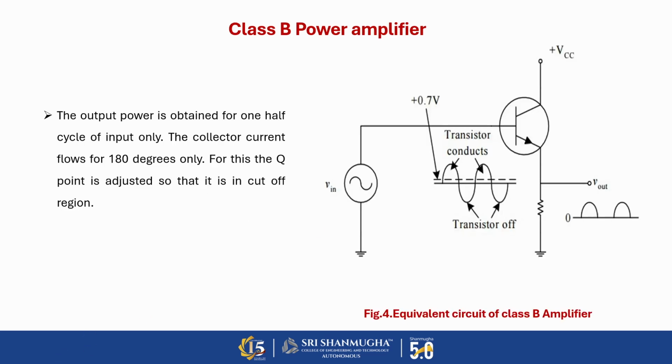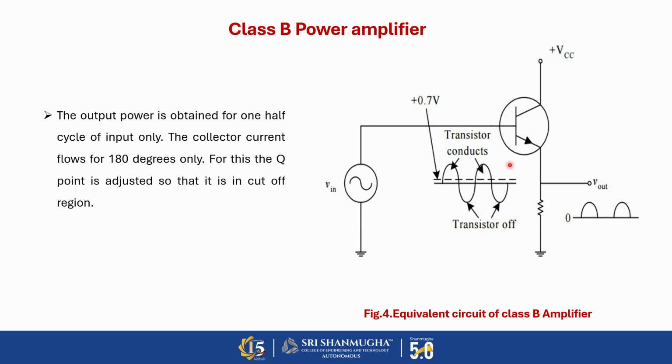And the next type, class B amplifier. In the class B amplifier, the output power is obtained only for one half of the input signal. So this is the input signal, we are applying an entire sinusoidal waveform, and the output is obtained only for one half of the input signal. This is the main function of the class B power amplifier.